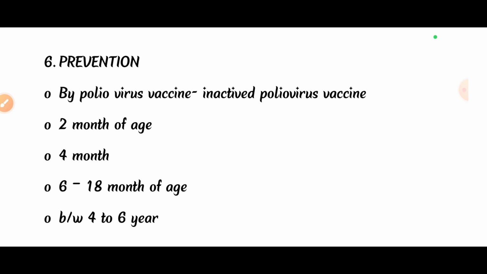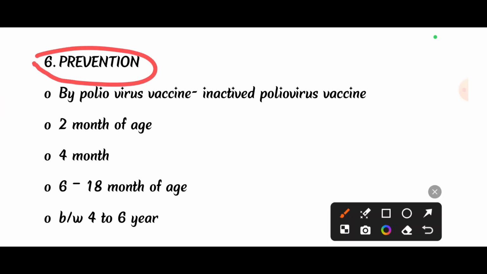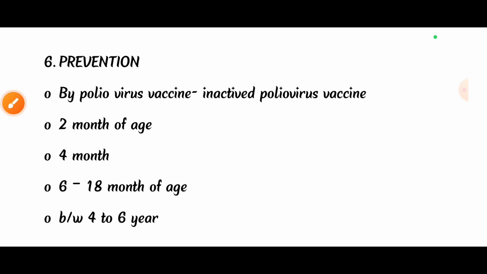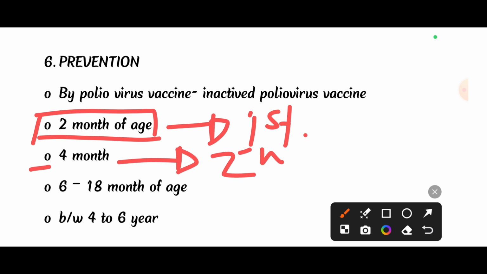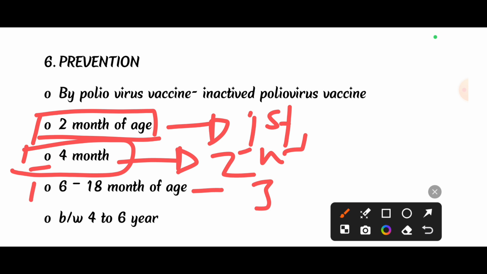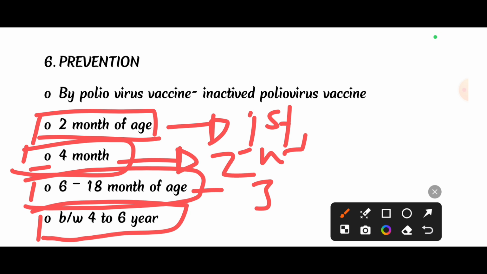Now we talk about prevention, how to prevent polio by giving vaccination, the inactivated polio vaccine. It has 4 doses. The first dose is given at 2 months of age, the second dose at 4 months of age, the third dose at 6 to 18 months of age, and the fourth dose at 4 to 6 years of age. That is 4 total doses.